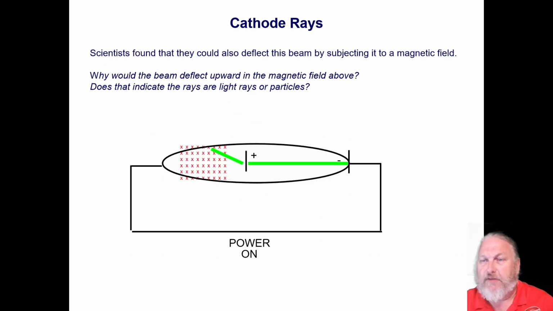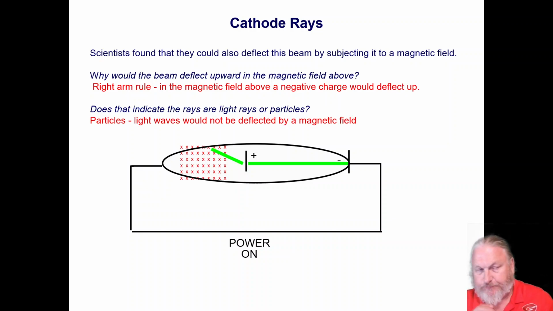Now, they also found that they could deflect the beam by subjecting it to a magnetic field. So the ray would go toward the magnetic field, right? Would this suggest that it's a light ray or a particle? Well, in physics, there's something called the right-hand rule. In a magnetic field, the negative charge would deflect up. And this again suggests that it is a particle, because light waves would not be deflected by a magnetic field or an electrical field, right?